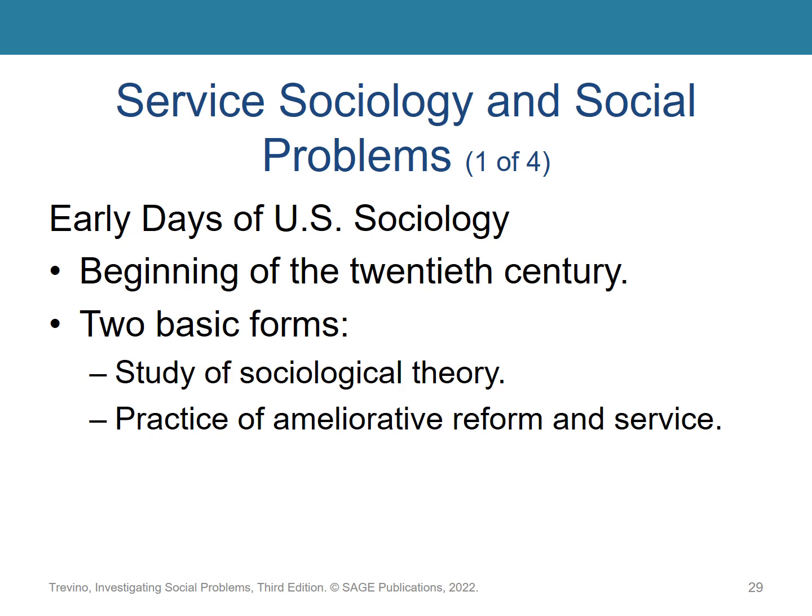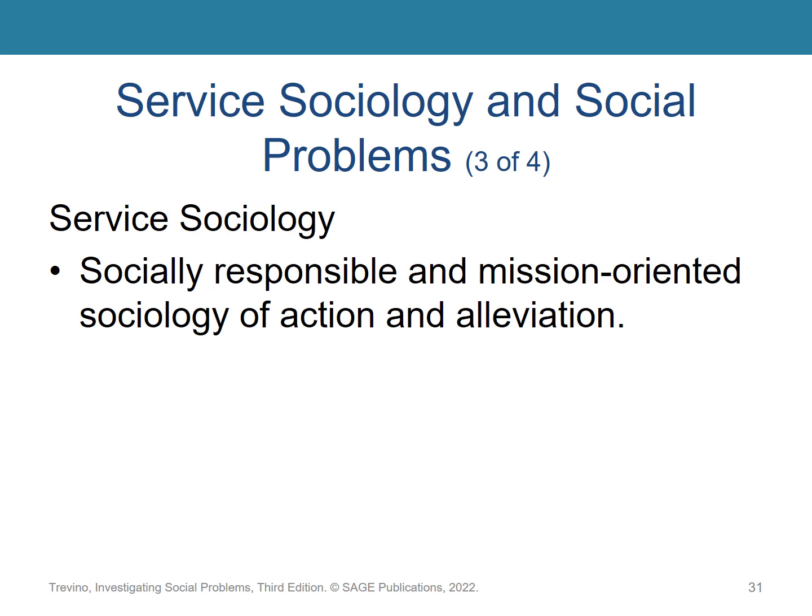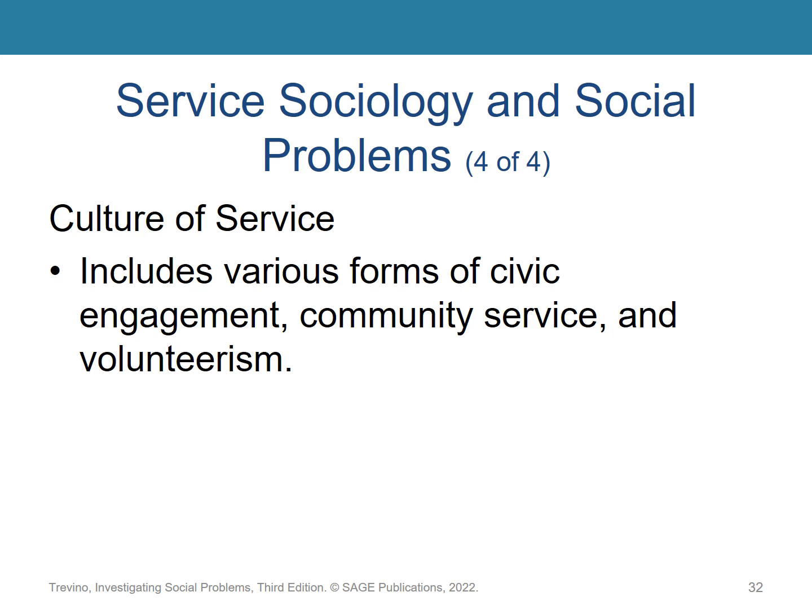And we talk about service sociology and social problems. The early days of U.S. sociology, beginning in the 19th century, had two basic forms: the study of sociological theory and the practice of ameliorative reform and service. You had the settlement houses, which were big with Jane Addams, our social worker. Neighborhood centers provided services to poor immigrants. Service sociology is a socially responsible, mission-oriented sociology of action and alleviation. And it includes various forms of civic engagement, community service, and volunteerism.